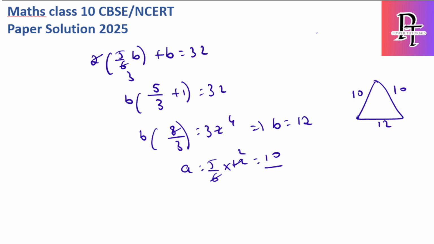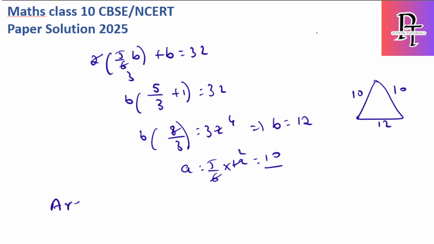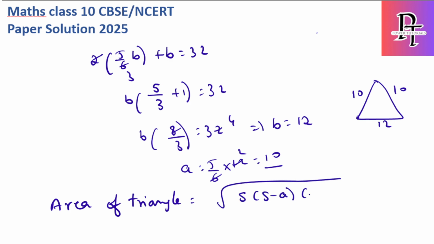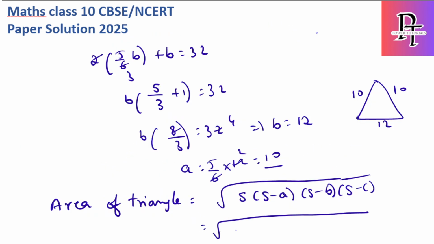They're not asking for the sides. What they're asking is the area of the triangle. If the sides are mentioned, what is the formula? Area of triangle is equal to root of s into s minus a into s minus b into s minus c. S is the semi perimeter, half of the perimeter. The perimeter is already mentioned, which is 32, and half of 32 is 16. So 16 into 16 minus 10 into 16 minus 10 into 16 minus 12.